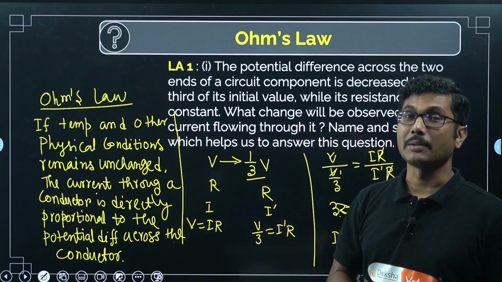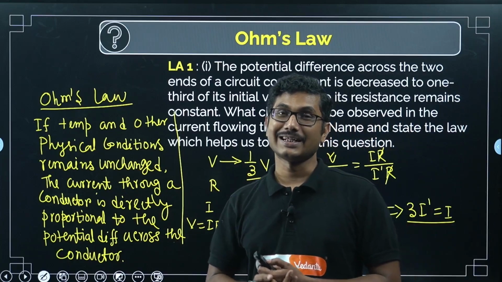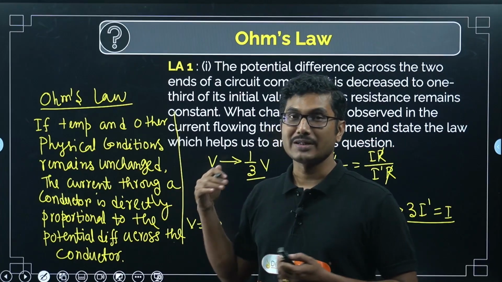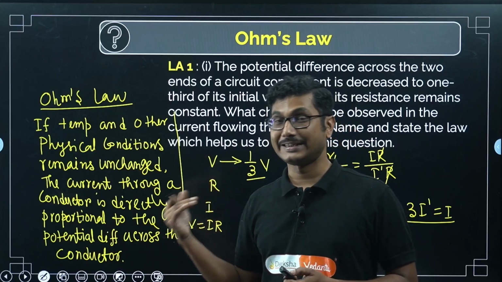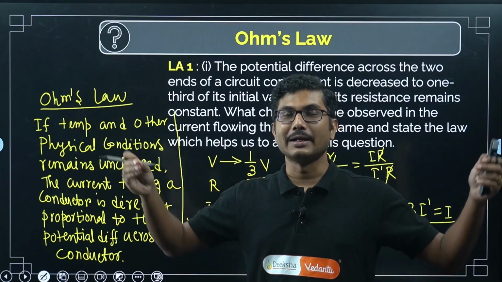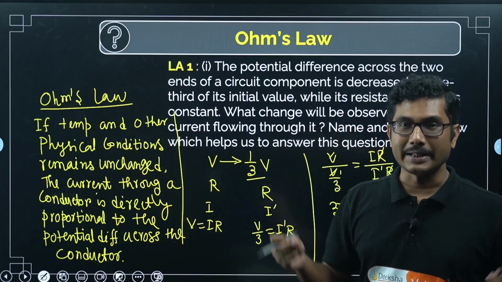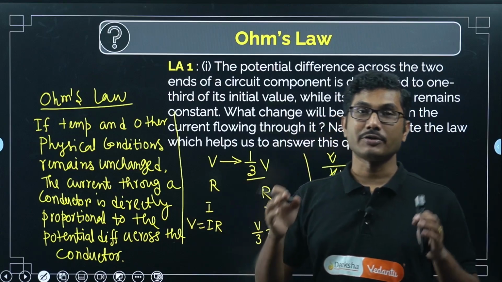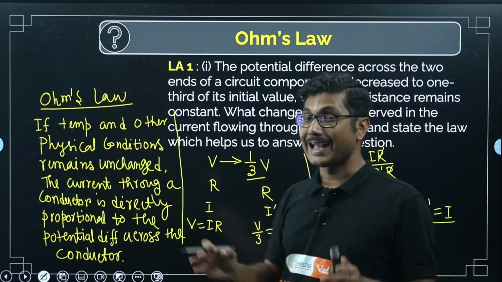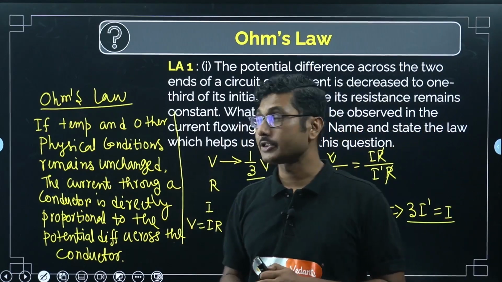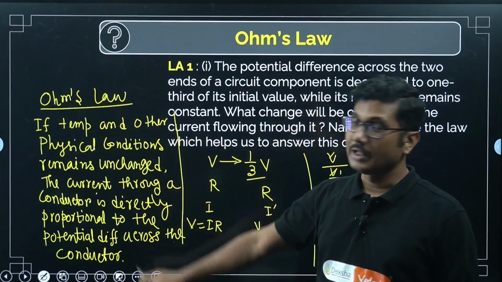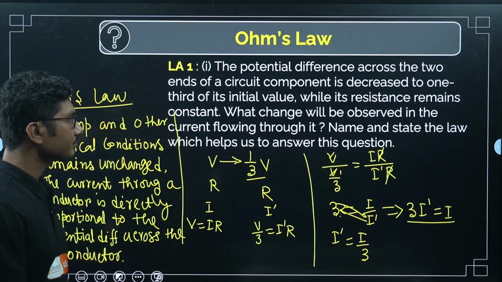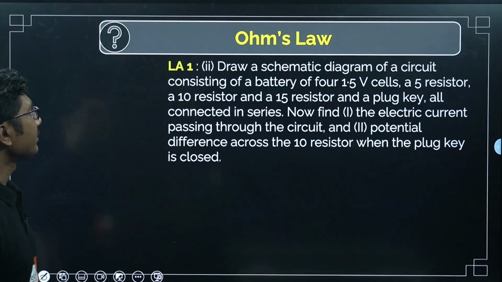Other physical constants means, suppose you are sending current through a circuit, and suddenly the circuit melts, or the state is changing, or the wire is getting lengthier, so it is expanding. These things should not happen. Everything should remain constant. The temperature should remain constant. The physical size and shape of the conductor should remain constant. So in that case, current is directly proportional to the potential difference. That is Ohm's law. Now there is a second part to this question.